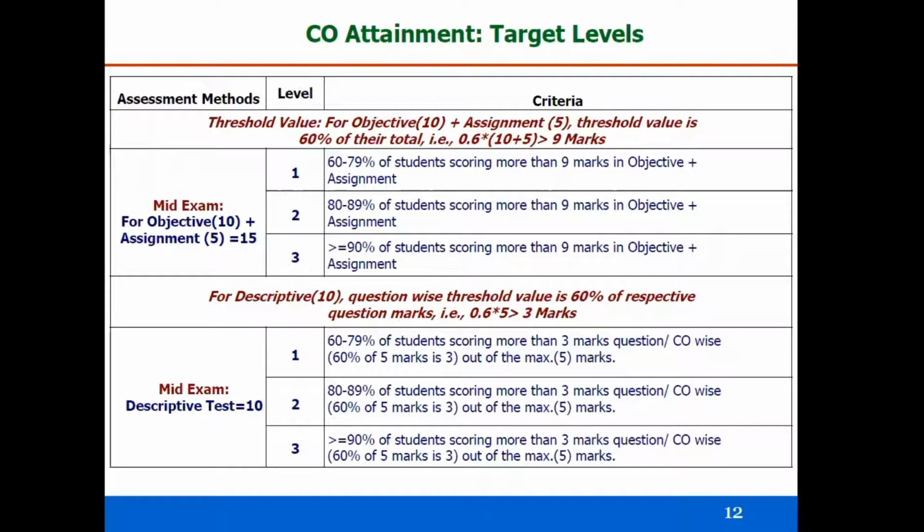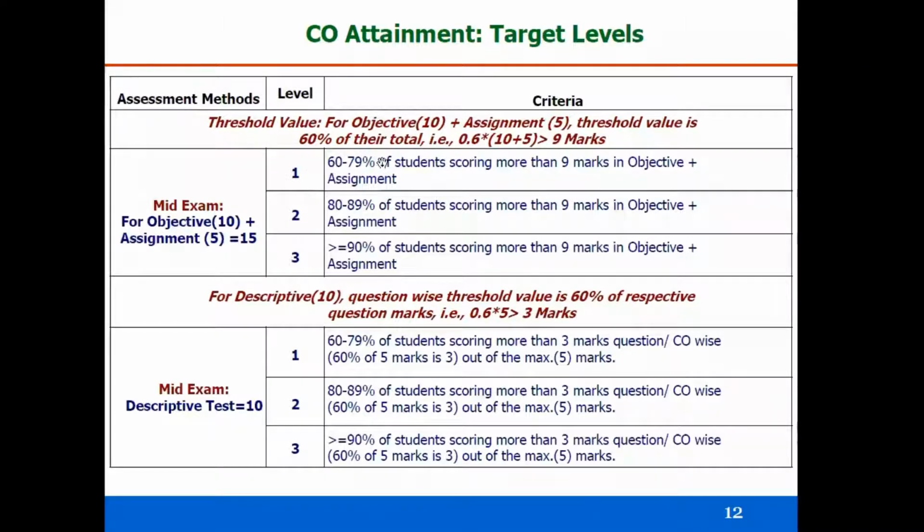Suppose in your institute or university the assignment is also standardized in a similar descriptive pattern, then you have to do the assignment also like the descriptive test, with COPO mapping type, following the question-wise CO mapping pattern. To understand, here I have taken the combination of objective 10 and assignment 5, total 15 marks. With the 60% threshold value, you will get 9 marks. Suppose greater than 9 marks. Based on this, the target levels are set here.